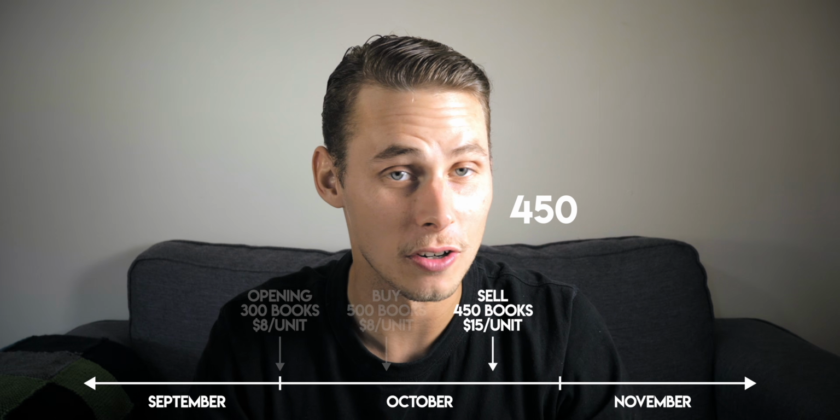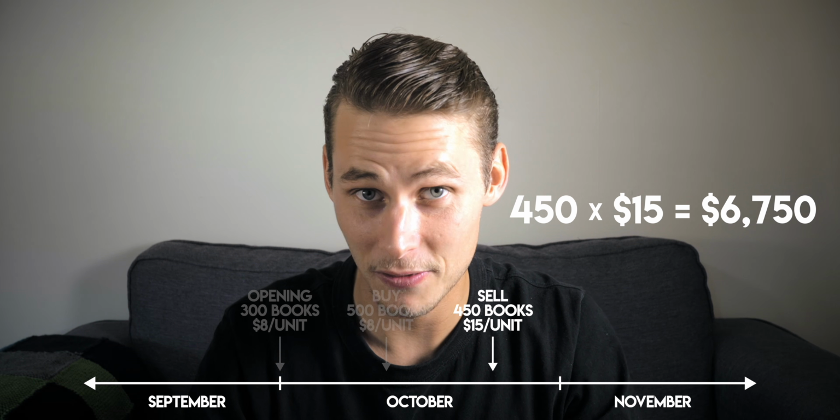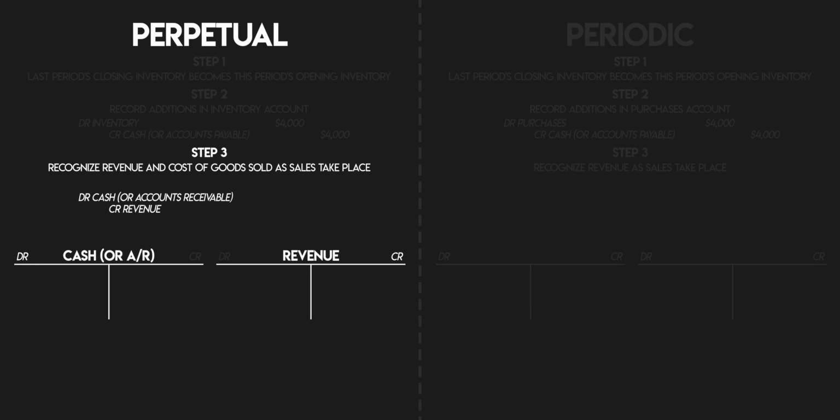Well, you sold 450 books at $15 per unit. 450 multiplied by $15 gives you $6,750. So you credit revenue by $6,750 to increase your earnings in the income statement, and you debit cash or accounts receivable by $6,750 to increase your assets in the balance sheet.